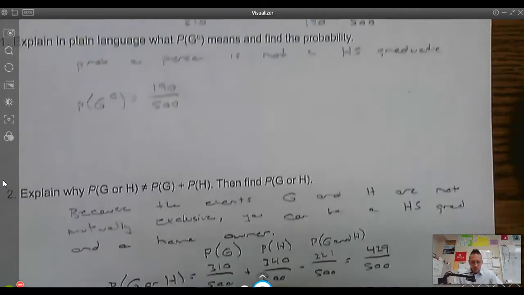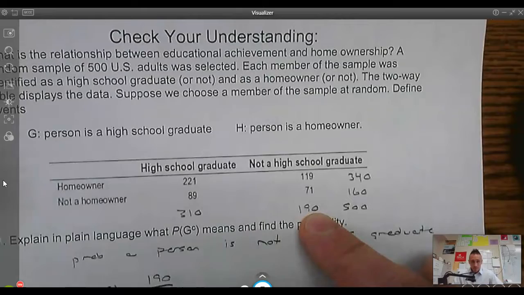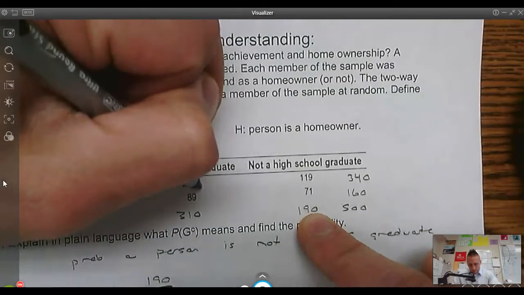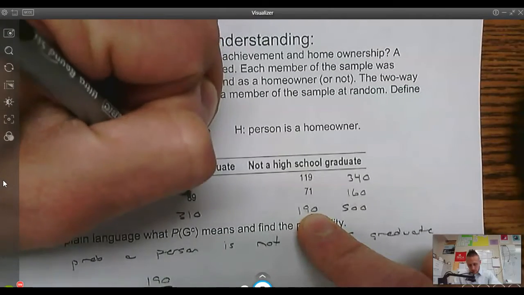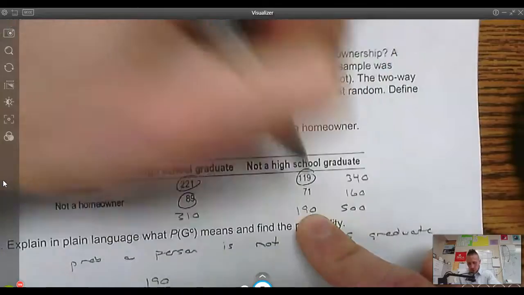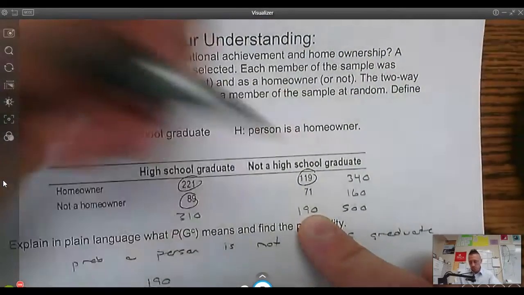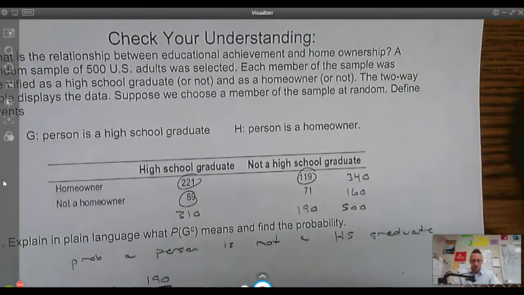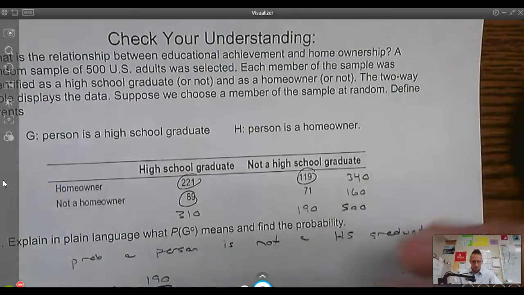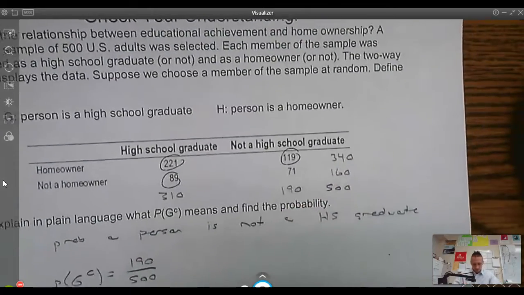Or just means one or the other or both. So you can think about it this way. It's going to mean both, just a high school grad, just a homeowner. You could just add up those numbers divided by the 500. I don't care how you get it, show your work, but you don't have to use that formula.